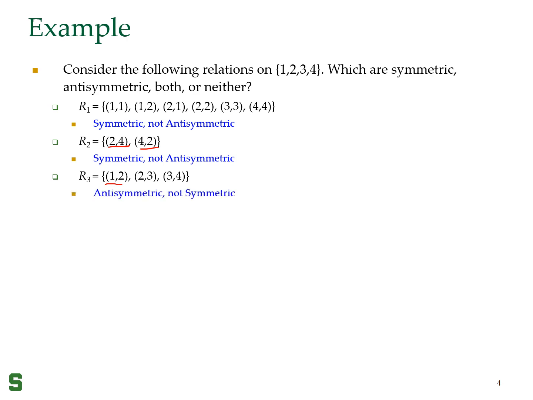It is, however, antisymmetric. And the reason it's antisymmetric is because I don't have any pairs of the form AB and BA simultaneously here. I want you to think about why this is true. Make sure you understand that. And the reason, again, I'm going to repeat, is because I don't have any pair of the form AB and BA simultaneously in this relation.